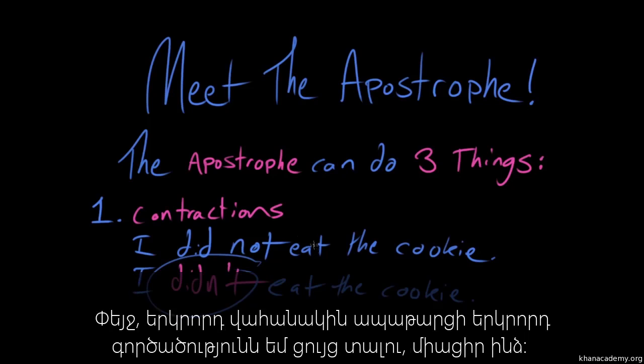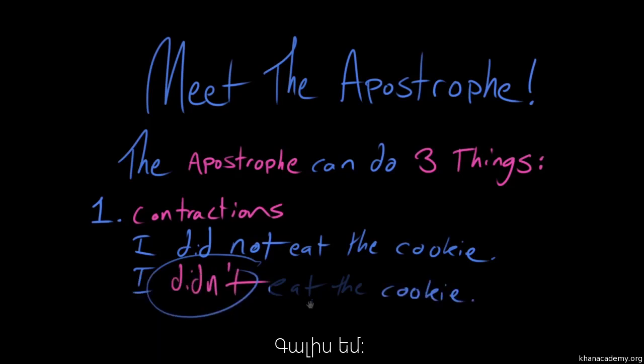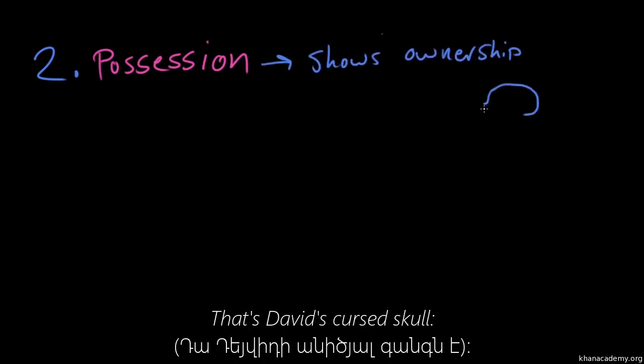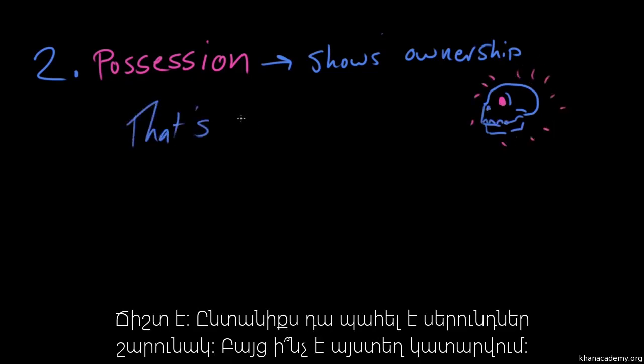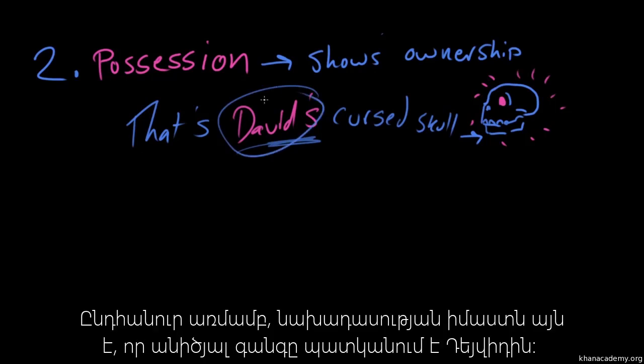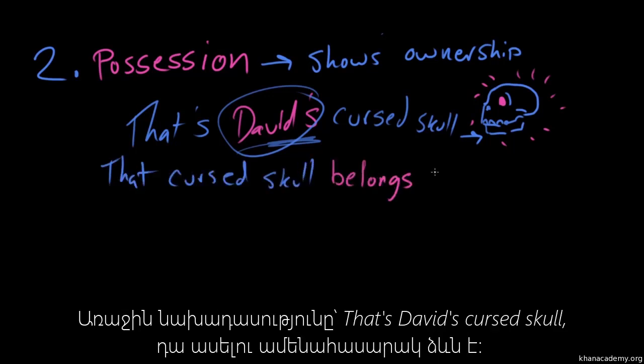Right. Paige, join me on screen number 2, and let's talk about thing number 2. Let's go. The second thing that an apostrophe can do is show that something belongs to someone. This is what we call possession. So you can use an apostrophe to say something like, that's David's cursed skull. It's true, it's been in my family for generations. But what's going on here? What is this doing the same work as? This sentence basically means that cursed skull belongs to David. This first sentence, that's David's cursed skull, is just an easier way to say that.